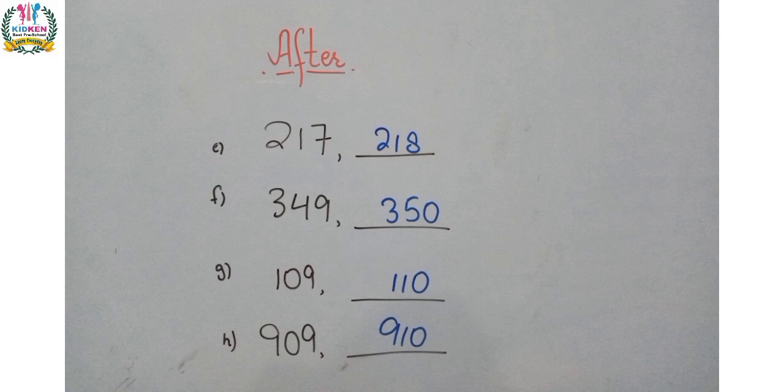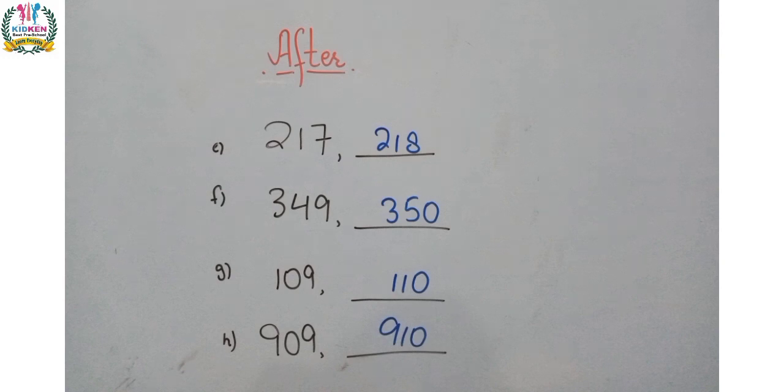Next part is 109. After 109 in counting comes 110. Next part is 909. Simply we can add 1 or start counting after 909. So we have the answer 910. So this is all about the after category of write the number that comes.